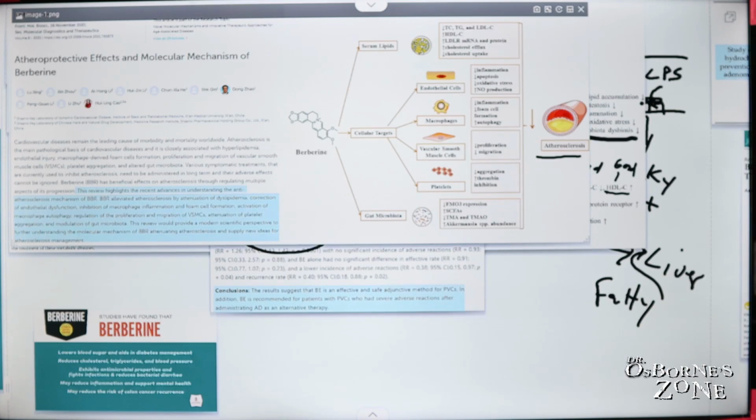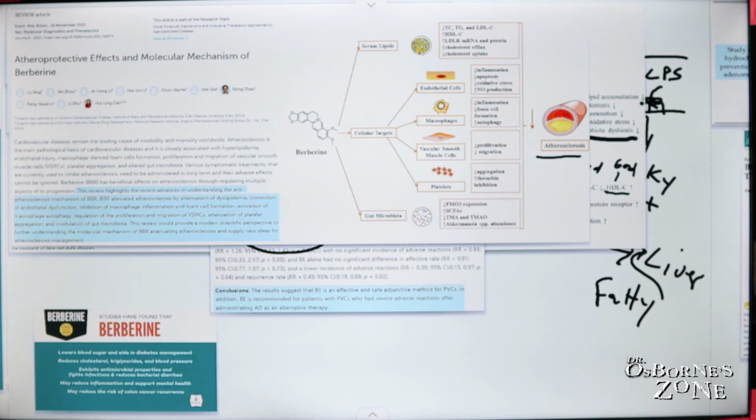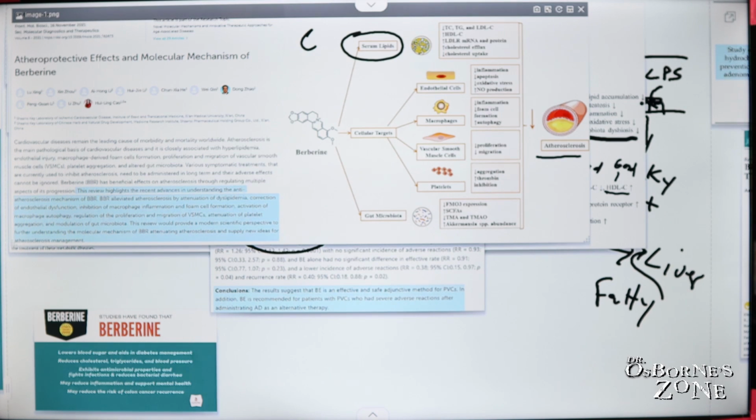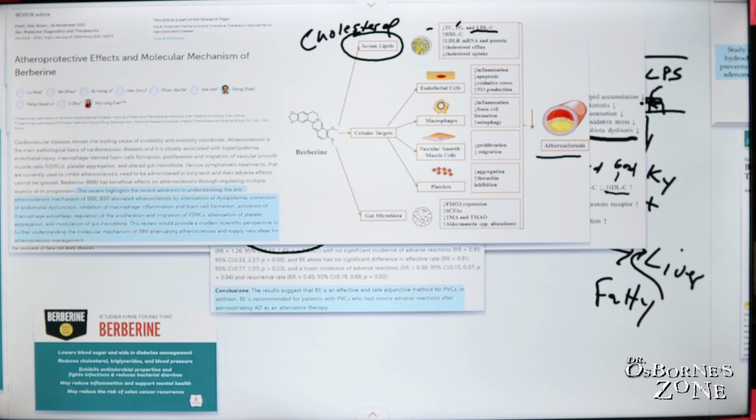There are multiple different mechanisms. You can see one is through the serum lipids. So this is the cholesterol, right? Its effect here is that it helps to lower total cholesterol, lower triglycerides, lower LDL-C, increase HDL, which is good cholesterol, and it also helps with the cholesterol efflux, and it reduces cholesterol uptake. So multiple different mechanisms of action, but this is just one.